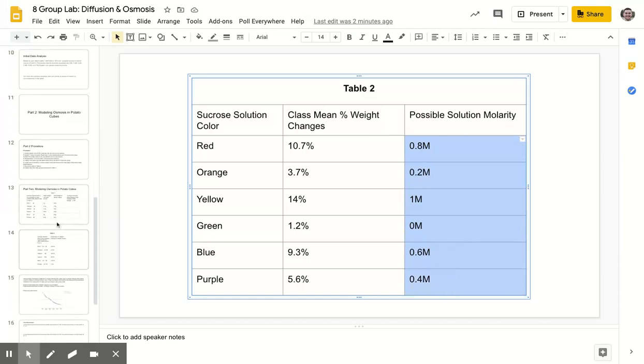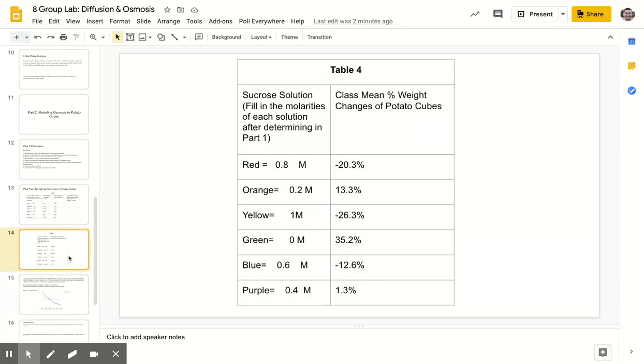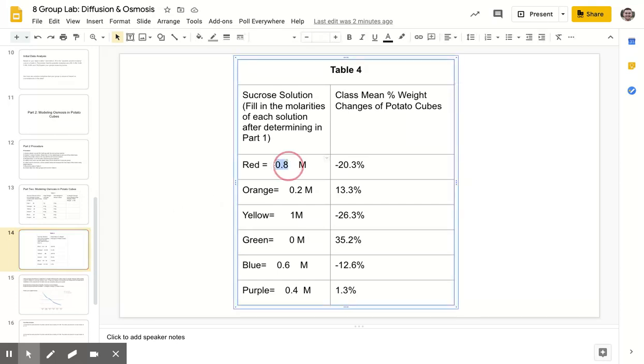When we go to part 2, which was the potato cubes, we have potato cubes placed in these different colored solutions, and now we know which solution matches which concentration. I've added them in the table, just like it prompts you to. This part 2 involved waiting a set period of time and then measuring the percent weight change of the potato cubes.